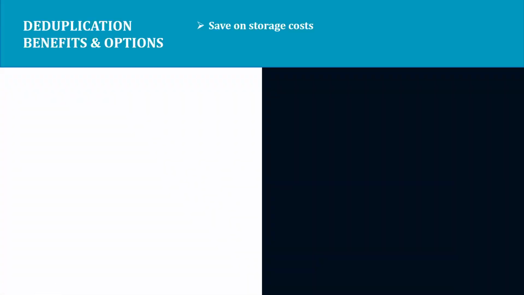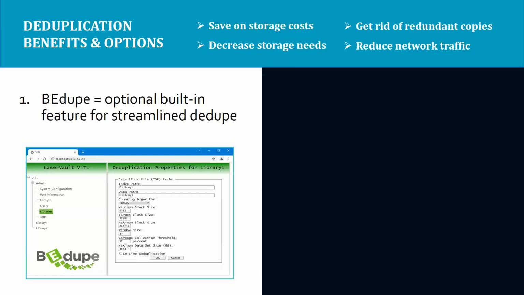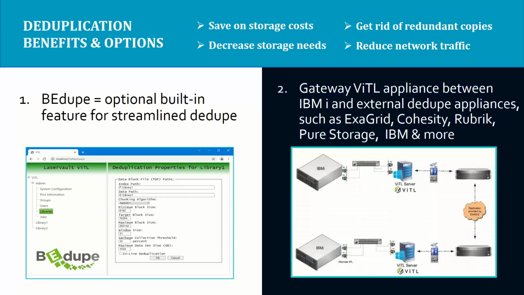So deduplication, we touched on that a little bit. Within the interface, you're going to be able to save on storage costs, decrease storage needs, the elimination of redundant copies at the block level to give you optimal compression of your backup. And with replication capabilities, you're reducing network traffic, you're reducing the amount of time it takes to replicate your backups because of the high compression ratio of your data.